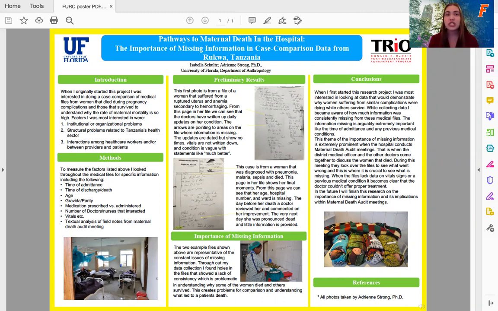So my research is trying to use a mixed methods approach where I'm using medical histories from women that have survived and women that died, and looking at variables like age, gravida, parity, vitals, and running a quick qualitative analysis on the death audit meeting notes to find themes of accountability, blame, and some of the most common interventions discussed.